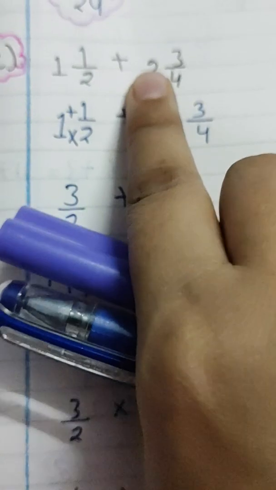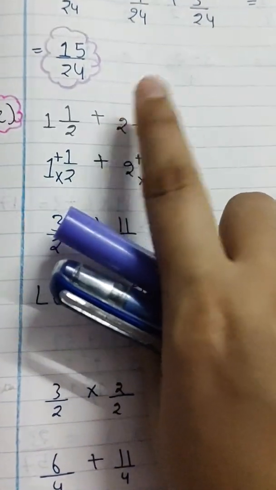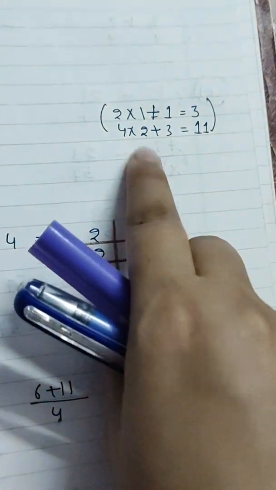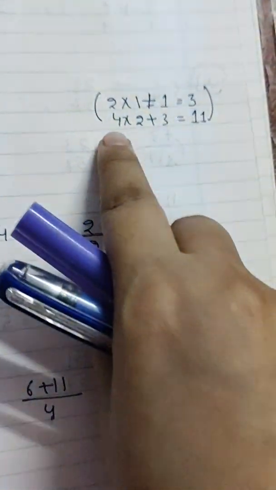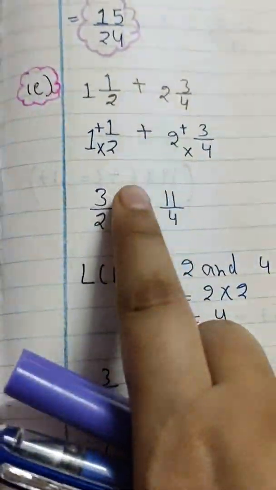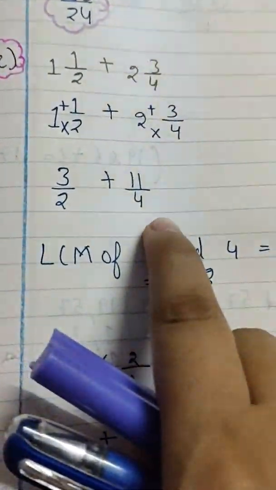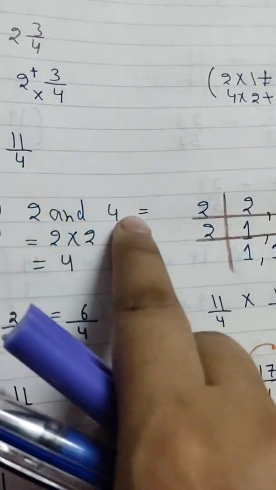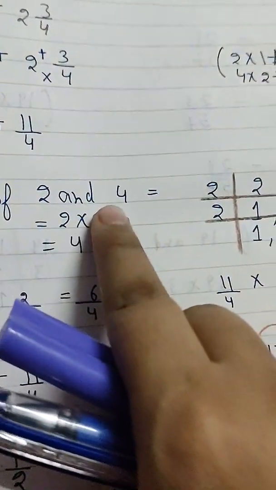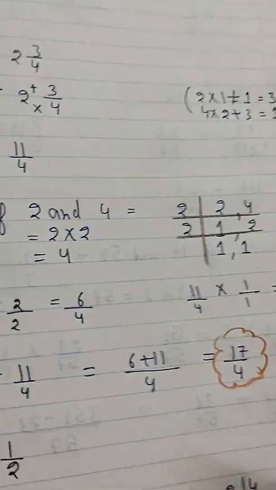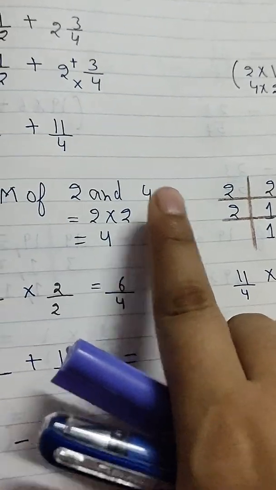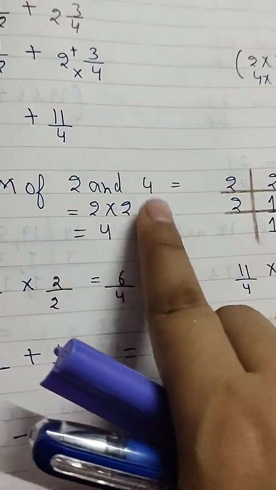Now 4 times 2 is 8, and 8 plus 3 is 11. I have written like this also. 2 and 1 by 2 and plus 1 and 3 by 4: 4 times 2 is 8, 8 plus 3 is 11, like this, so that it becomes easy for you. Now we are having the fractions 3 by 2 and 11 by 4, so we will take the LCM of 2 and 4. I have told you when they come in the same table, the LCM will be the biggest number. So if we are comparing two numbers only, do remember this thing: only for two numbers, the LCM will be the bigger number.